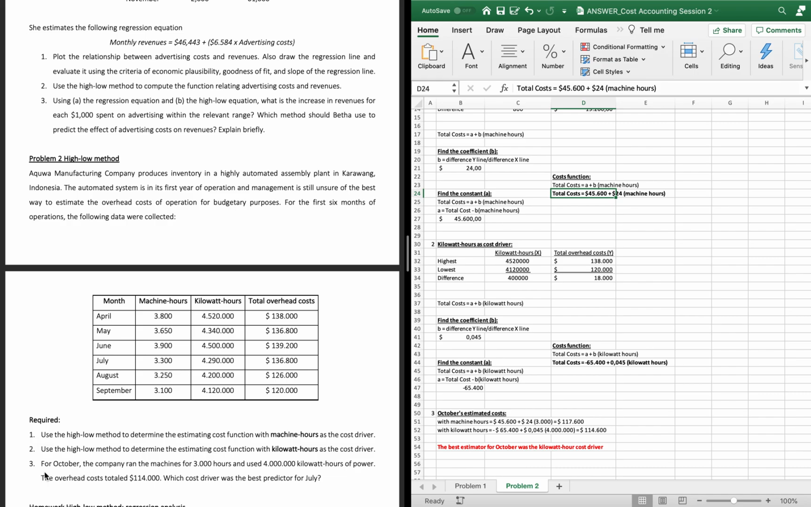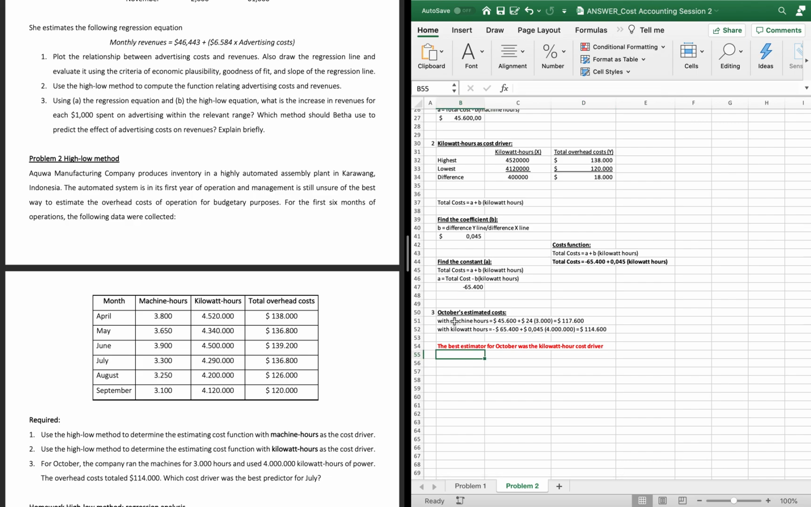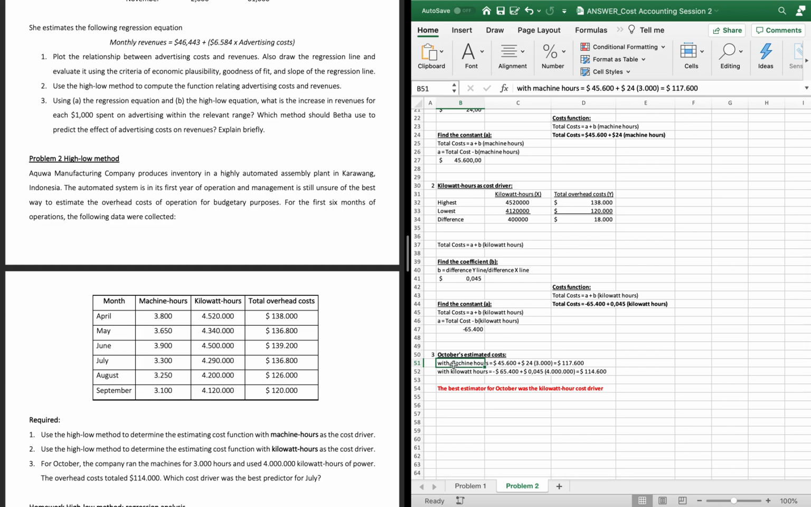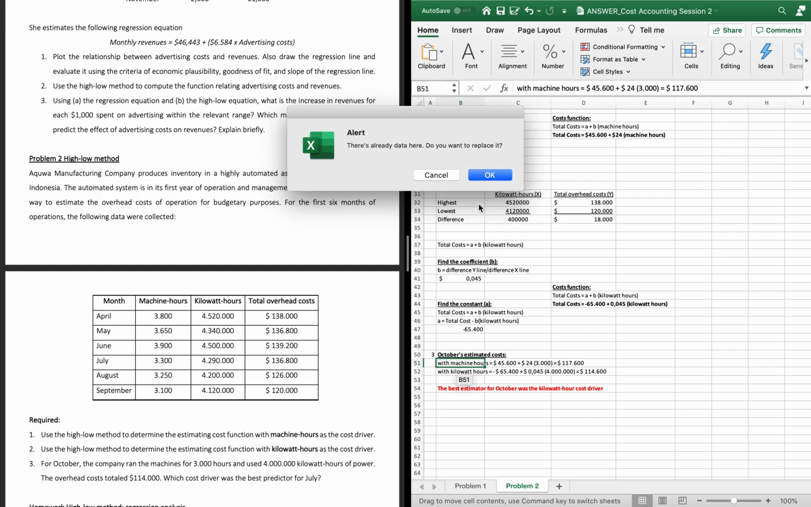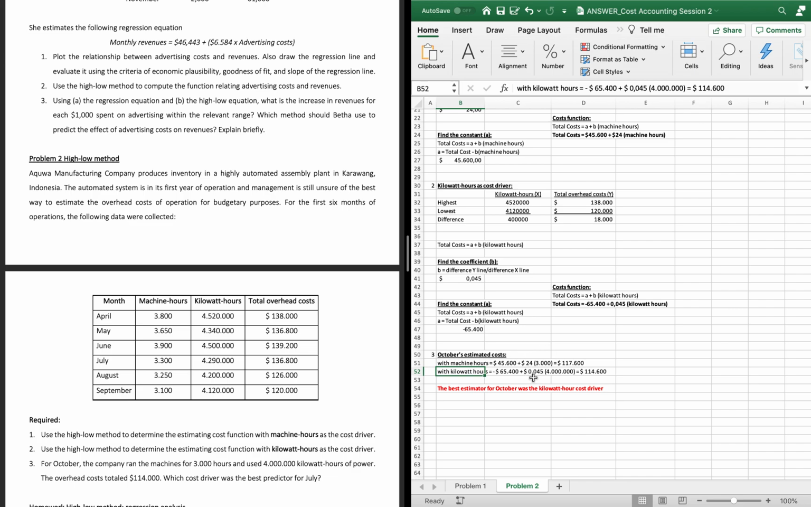And in the third one, for October, the company ran the machine for 3,000 hours and used 4 million kilowatt hours of power. The total overhead cost was $114,000. So which cost driver was the best predictor for October? Here are the equations for the machine hour as the cost driver and the kilowatt hours as the cost driver. For the machine hour, we use 3,000 machine hours as used in October.